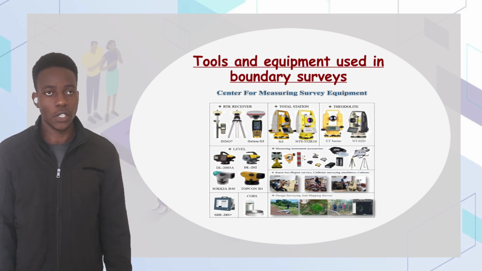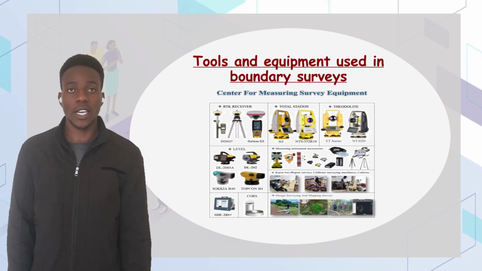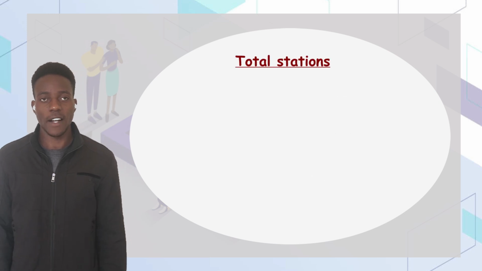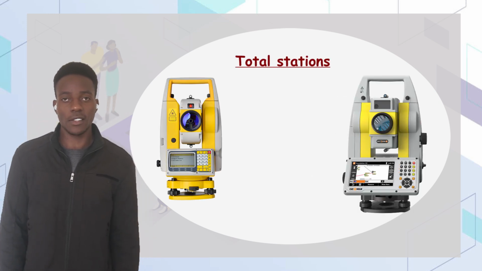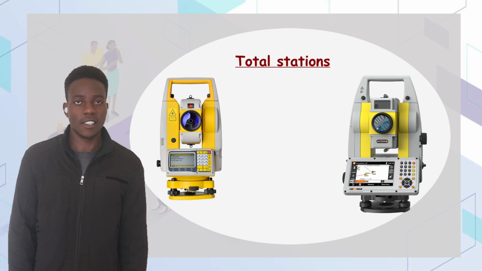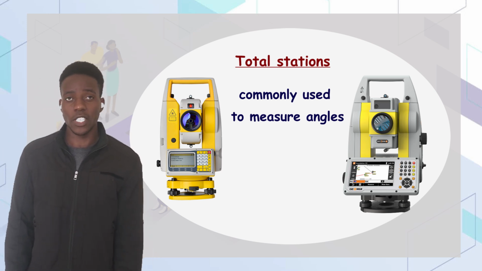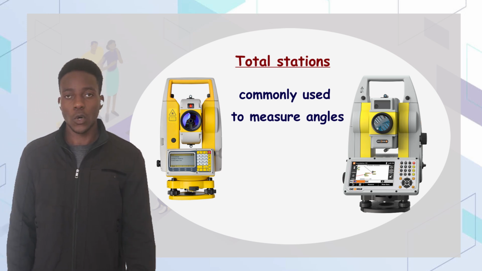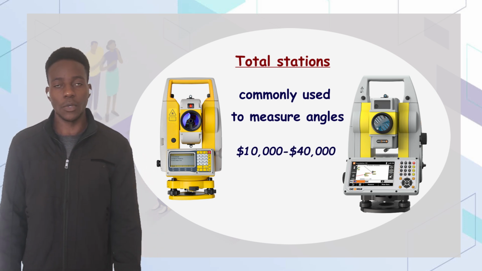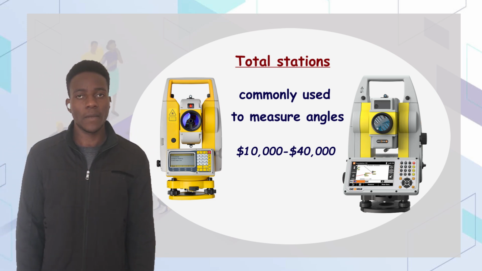First of all, I'll give a more detailed explanation about the mode of operation, the cost, the scope, and range plus the scope of work. Total stations are basically a combination of electronic theodolites and electronic distance measurement devices. They measure distances and angles from a specific point to various targets, typically prisms and reflectors. The cost range depends on the specifications and regulations, which is basically between 10,000 and 40,000 US dollars.